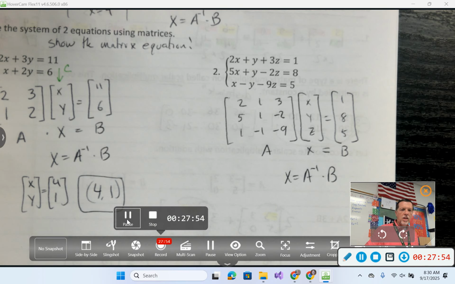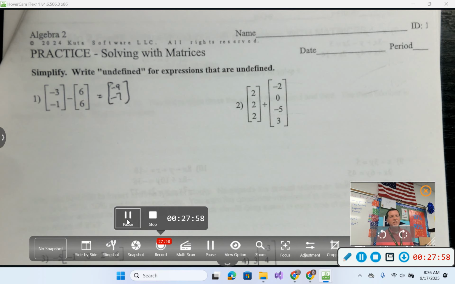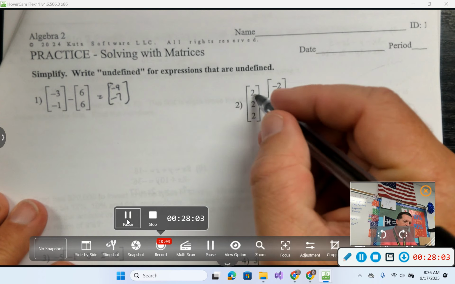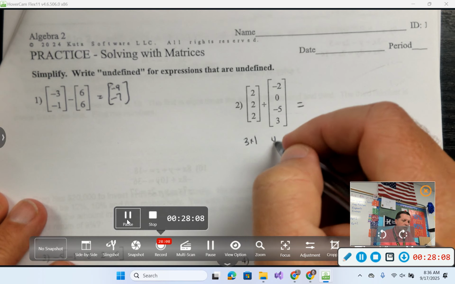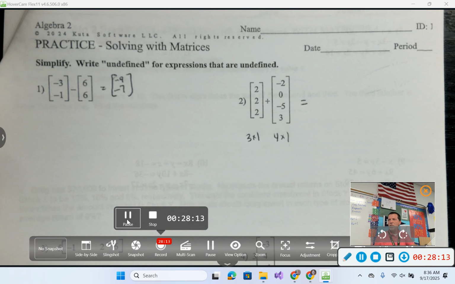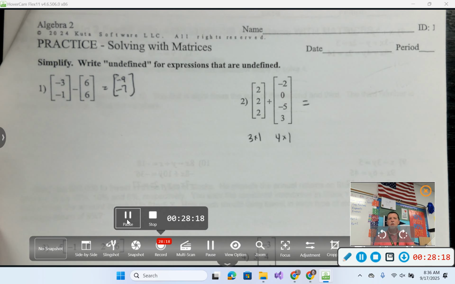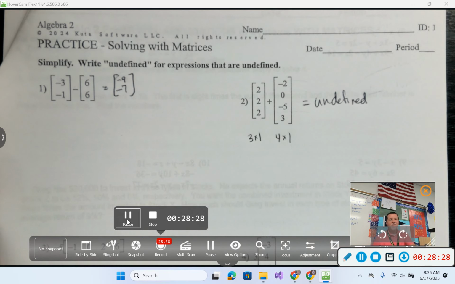Look at today's assignment, this worksheet. Number 1, super easy, as long as you can subtract integers. Let's see. This first one is a column matrix. It's 3 by 1. The next one is a column matrix. It's 4 by 1. And I'm supposed to add by position, but they're different sizes. Read the directions and see if you think you can come up with an answer. It is undefined. You can't add matrices that are different sizes.